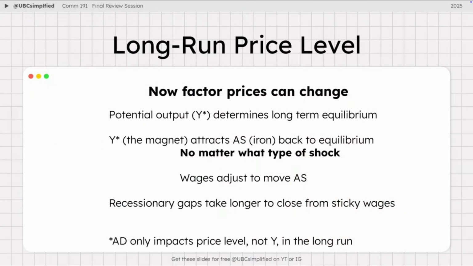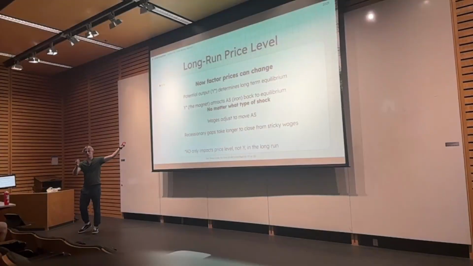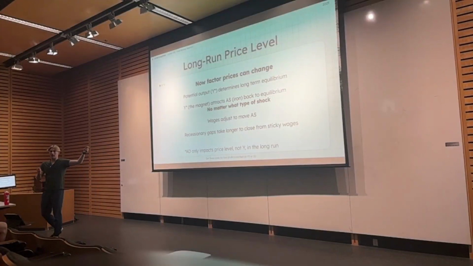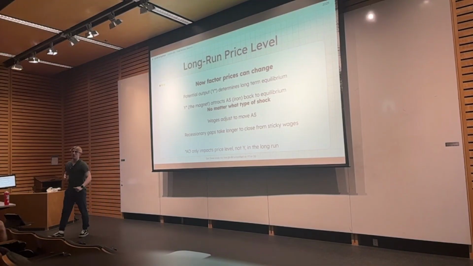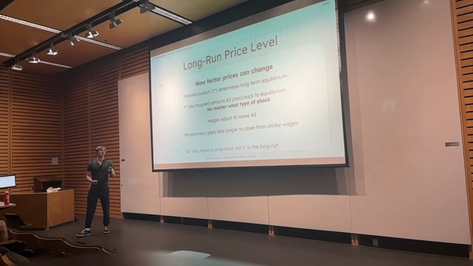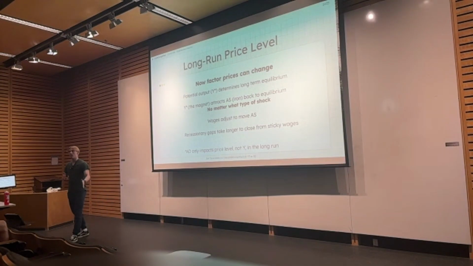Short run, factor prices are constant. Now they can change. So now, what determines the equilibrium point? This is just our potential output, our Y star. And this is because this star, this magnet, attracts aggregate supply, like magnetic metal like iron, back to the equilibrium, no matter what type of shock. So no matter what positive, negative supply-demand shock you have, it will always be aggregate supply moving back. And the reason is because wages adjust depending on what type of gap you have to bring it back to potential output.